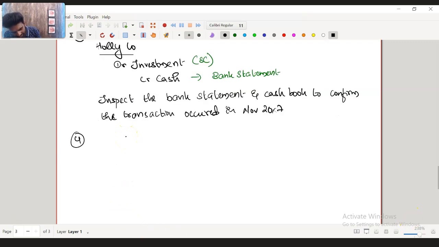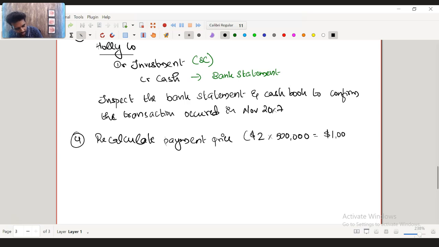The fourth one is we need to recalculate the purchase price, recalculation of payment. So we can do that. We can say recalculate the payment price to see if it makes sense, right? So what is the payment price? Which is $2 into 500,000. So that will be equal to $1 million. So we can verify that.